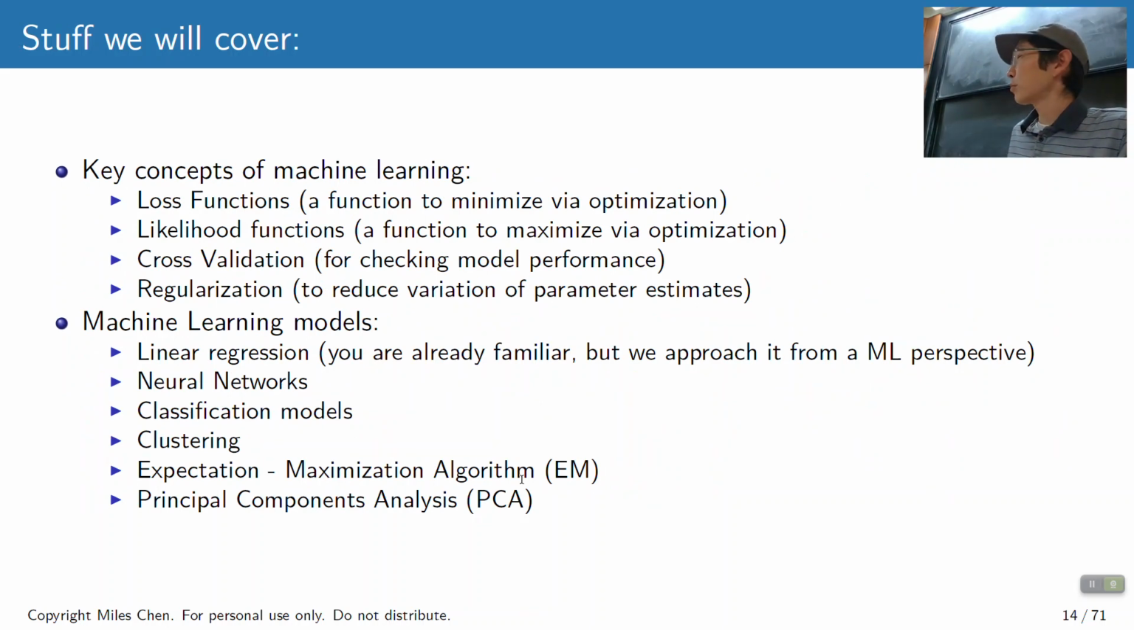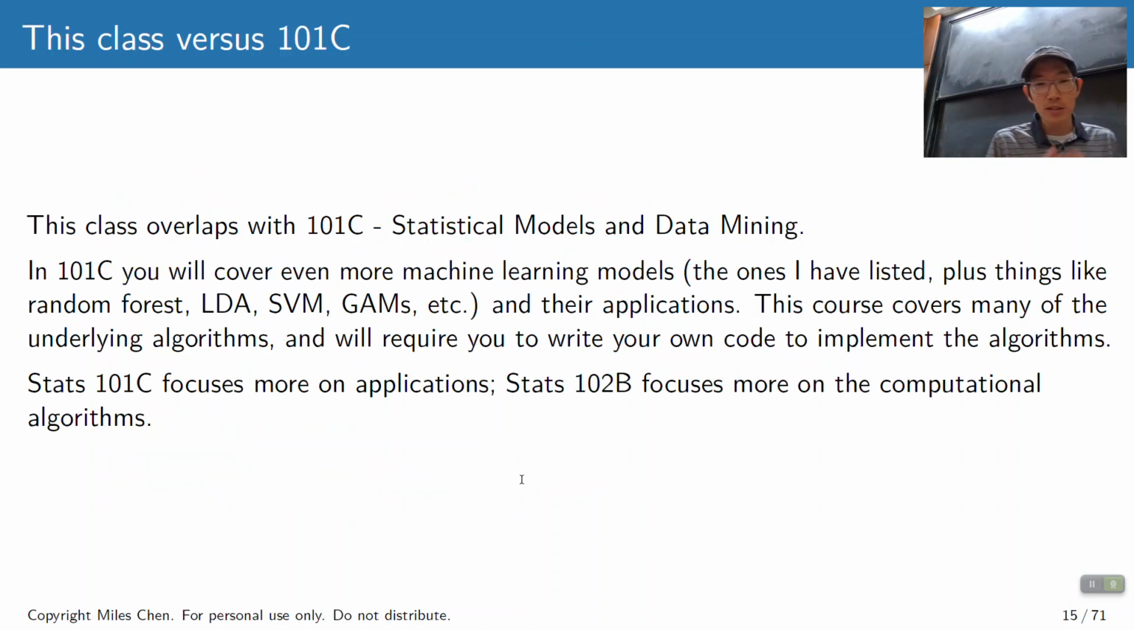Some of the key ideas that we'll cover are key concepts for all of machine learning that apply to anything, like loss functions. Actually, we might skip likelihood functions, but we'll cover cross-validation and regularization, and then we'll learn specific models. Linear regression you're already familiar with, but we will approach it from a machine learning perspective to get your bearings, and then we'll look at other things. We'll touch on neural networks, which I think is fun, and then classification and clustering, the EM algorithm, PCA, things like that.